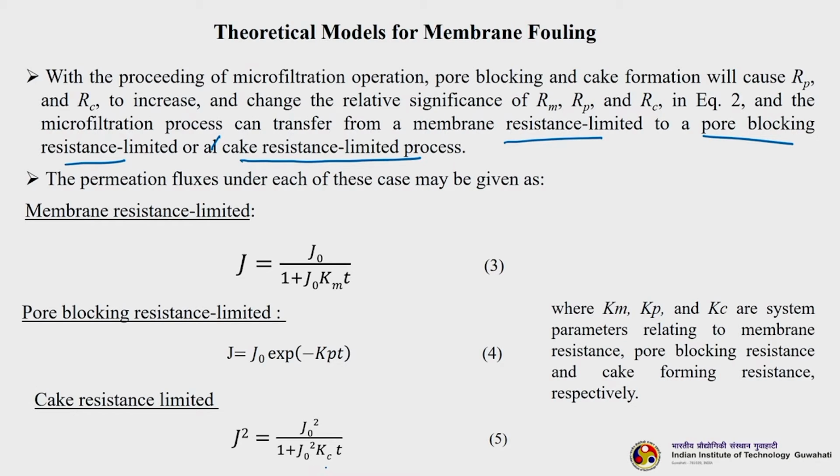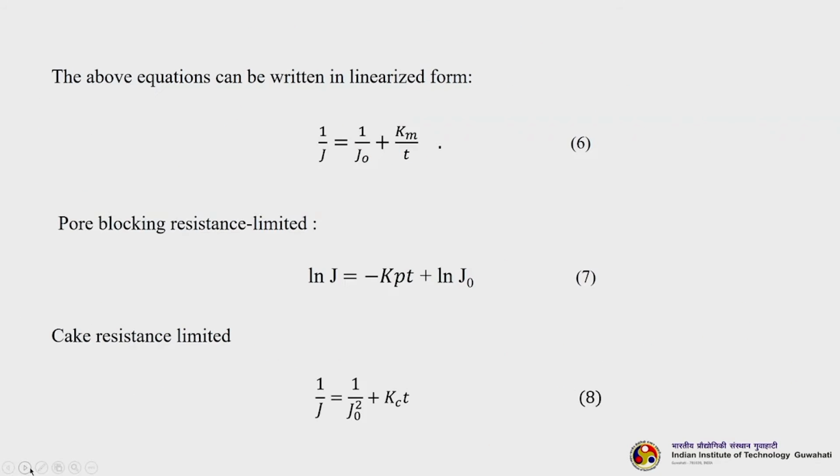Now, what are Km, Kp, Kc? Km, Kp, Kc are system parameters relating to membrane resistance, pore blocking resistance and cake forming resistance respectively. Now, these equations you can always express in linearized form. So, you can write 1 over J equals 1 over J naught plus Km t, and you can plot 1 over J versus t. So, you will get the slope as Km and 1 over J naught as the intercept.